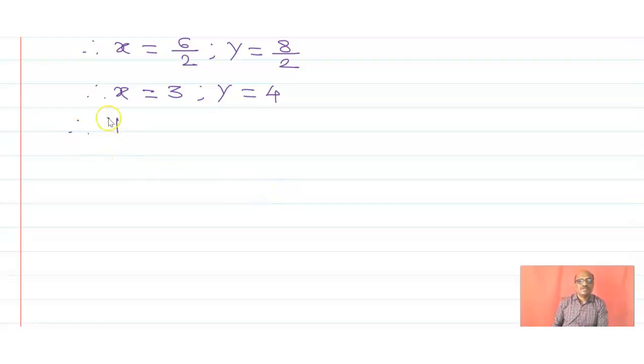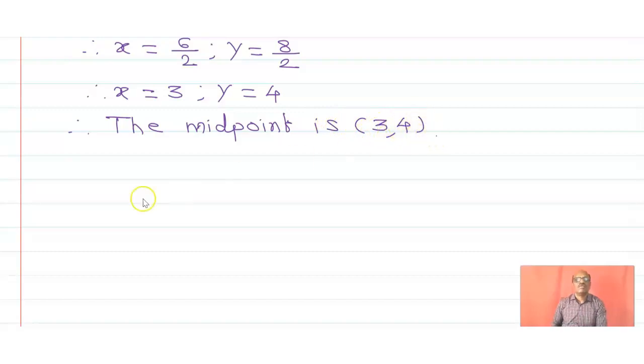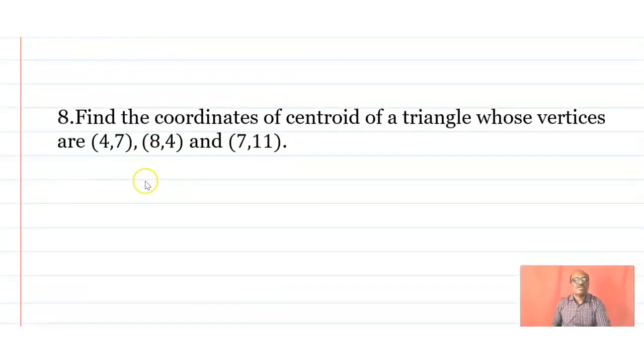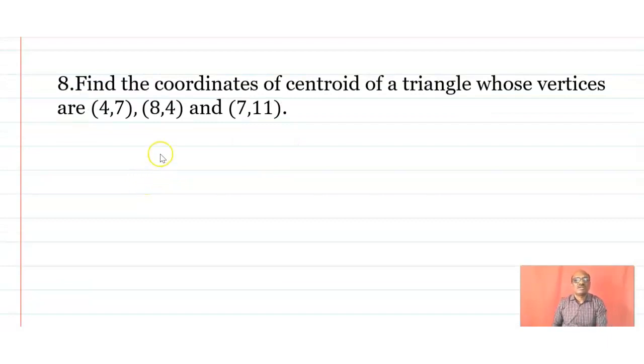Therefore, the midpoint is 3, 4. Now the next question, question number 8. Find the coordinate of the centroid of a triangle whose vertices are, okay. Now the solution.